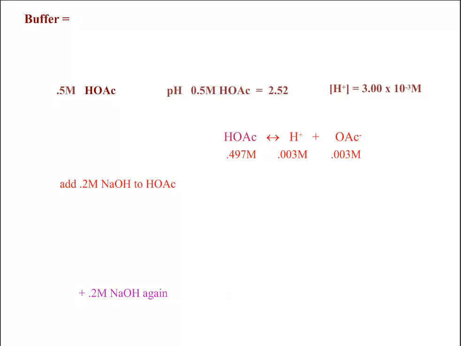So when I have a weak acid and the negative ion from its salt, or when I have a weak base plus the positive ion from its salt, I have what's called a buffer. The nice thing about a buffer, the reason I would want one, is a buffer is a solution that resists dramatic pH change.